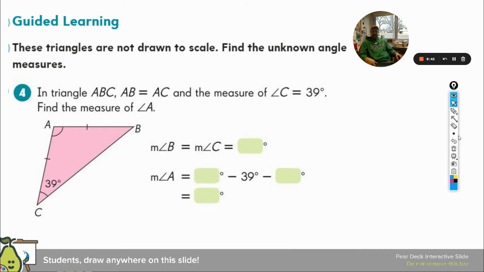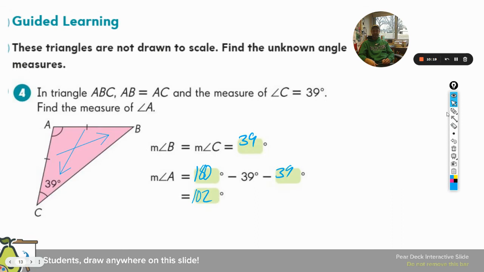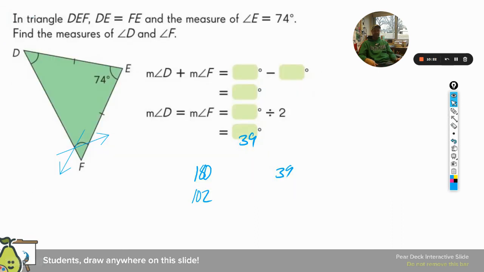Well, it says the measure of B. Oh, look, it's reminding us that the measure of B and the measure of C are equal because they're opposite equal sides. So the measure of B equals the measure of C, which equals 39. The measure of A is going to equal 180 minus 39 minus 39. And that's going to give us, is that 102 again? 102. Now I'm starting to overthink myself. Let's see what happens. Oops. Got to be 102.